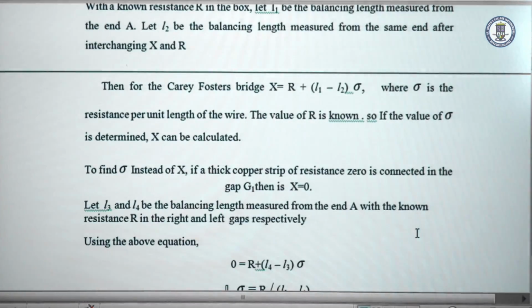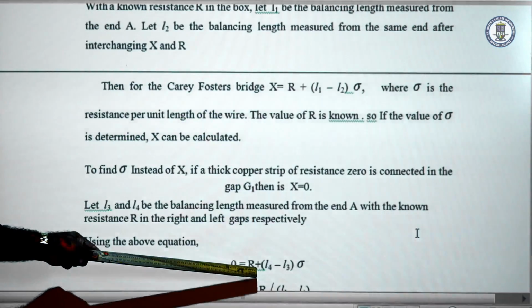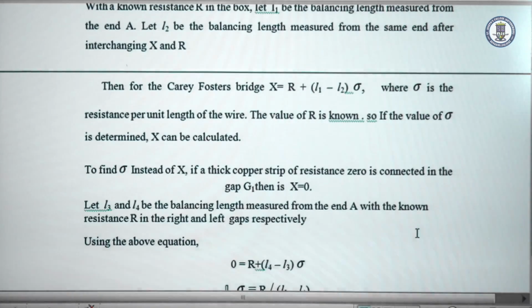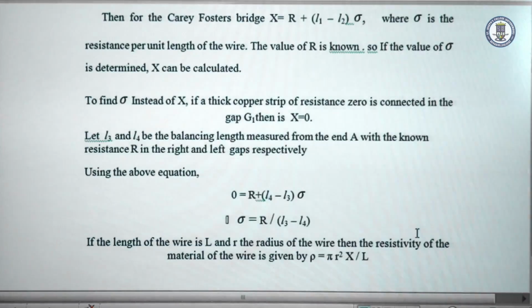For that, initially in the left gap, instead of the unknown resistance, a zero resistance, that means a copper strip, is connected, then X is equal to 0. Then from this equation, we get 0 is equal to R plus (L4 minus L3) sigma, where L3 and L4 are the balanced lengths that we obtain from the end A of the Carey Foster bridge, L3 with zero resistance in the left gap and L4 with zero resistance in the right gap. Then from this equation, we can get sigma is equal to R divided by (L3 minus L4).